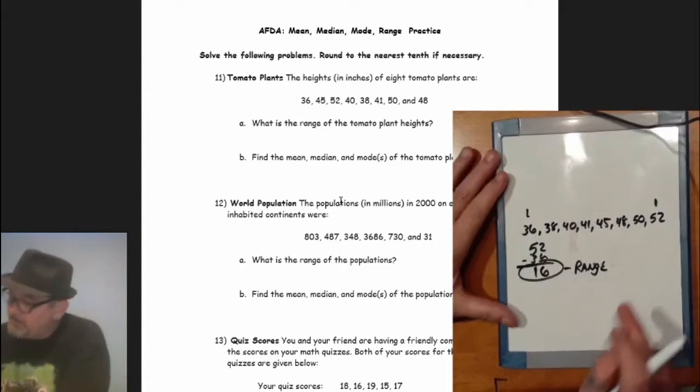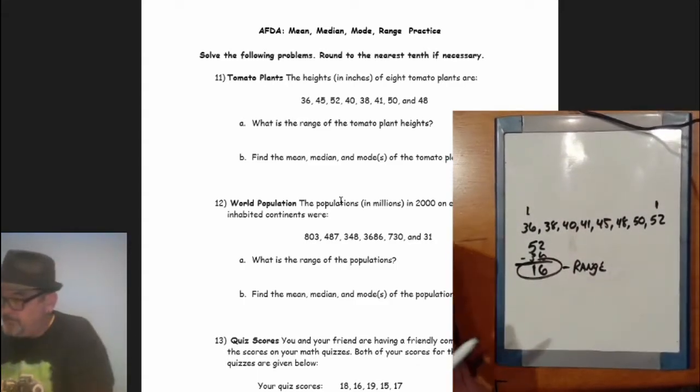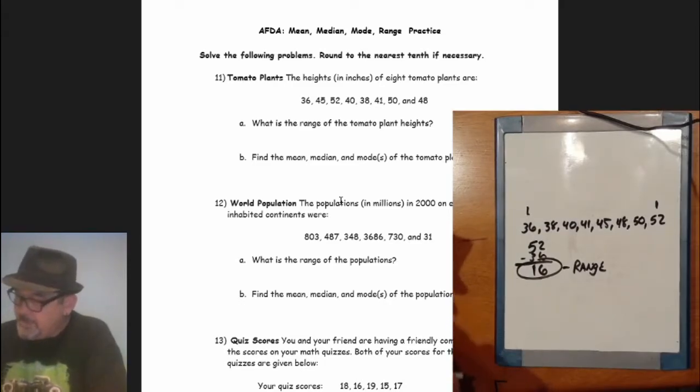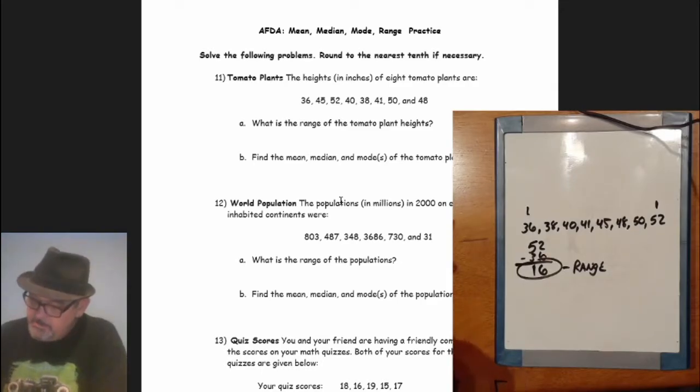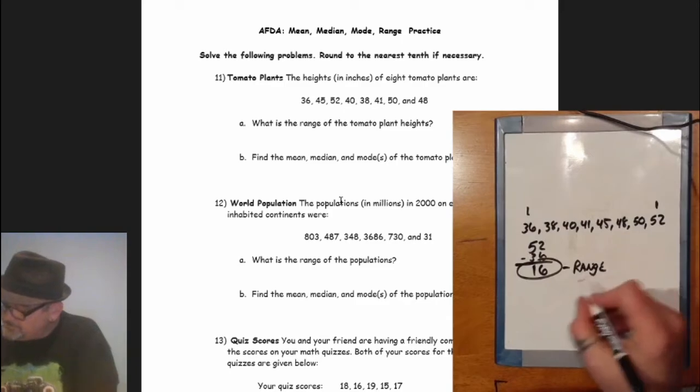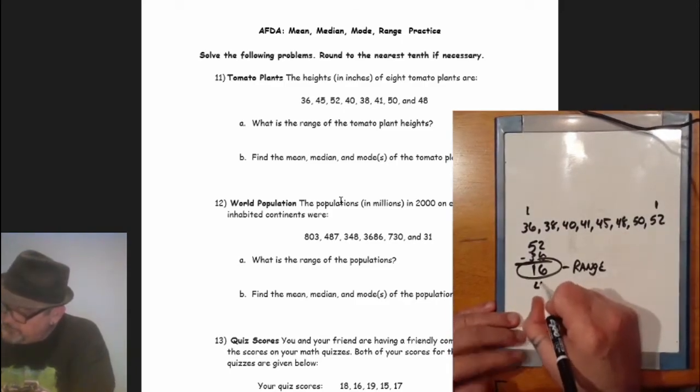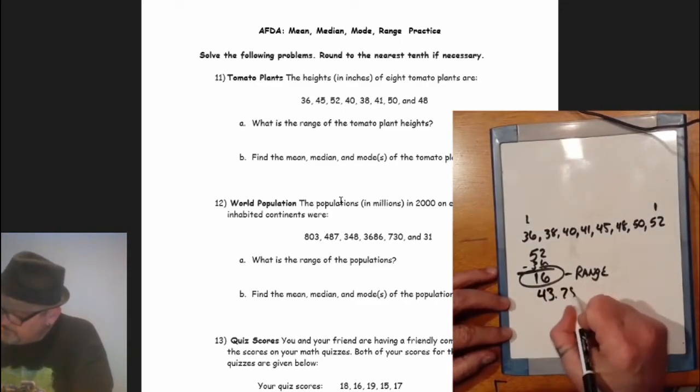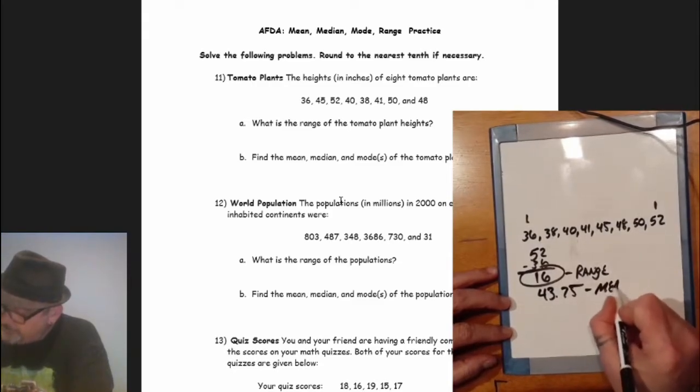Mean, median, and mode. All right, so the mean is the average. So we got to bust out the trusty calculator here and add all these numbers up. So it's 36 plus 38 plus 40, 41, 45, 48, and the last two. So that's 350 total divided by 8, 43.75. So 43.75 is the mean or average.